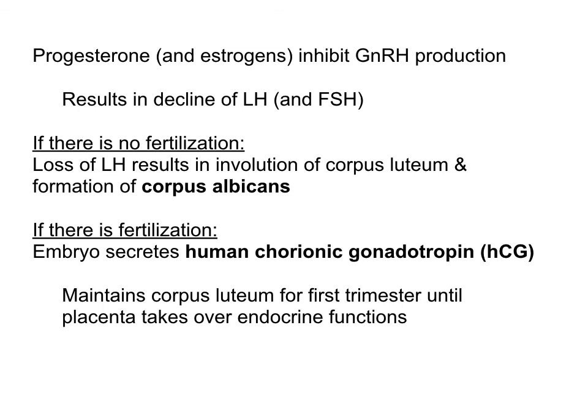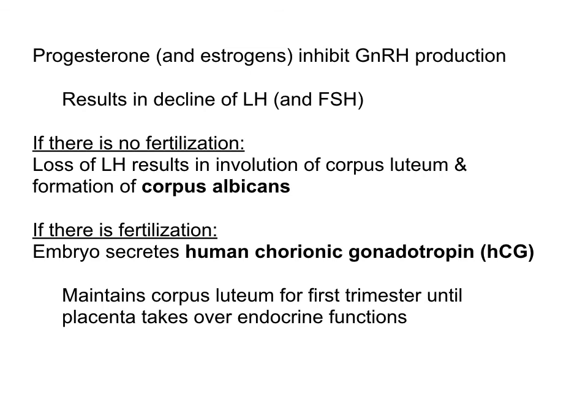Now, if there is no fertilization, the loss of luteinizing hormone causes the death of the corpus luteum. The corpus luteum is going to undergo a process called involution. The gland sort of collapses into itself. And when it does, it forms a non-functional corpus albicans, kind of a waste product.